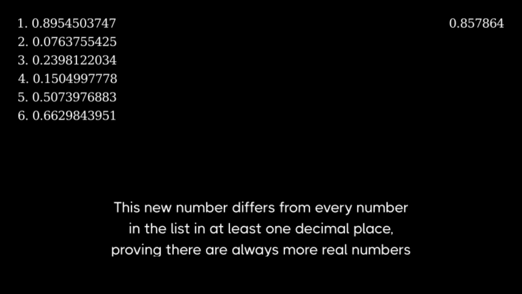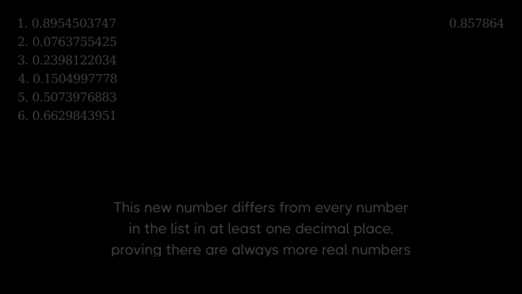The new number we've created is guaranteed to be different from every number in our original list. Even if our list were infinitely long, we could always use this diagonal method to create a new number not in the list. This proves that there are always more real numbers than can be listed, no matter how long the list is. In mathematical terms, we say that the set of real numbers is uncountably infinite.